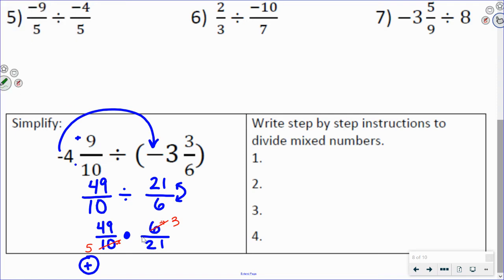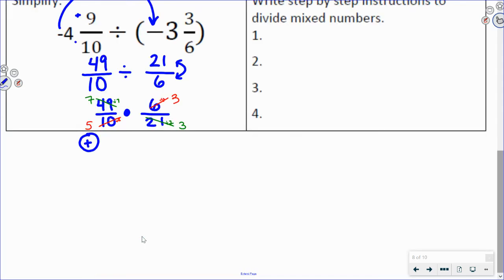Now let's look at 49 and 21. Does anything go into both other than 1? Oh, how about 7? Because 21 reduced by 7 is 3, and 49 reduced by 7 is 7. Now, look at how much time that has saved us. Instead of having to multiply 49 times 21 and 10 times 6 and then reducing it, I can handle this pretty easily. Multiplying straight horizontally, 7 times 3 in the numerator leaves us with 21. 5 times 3 in the denominator.